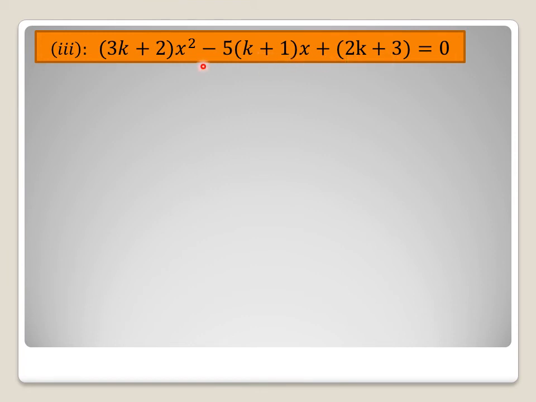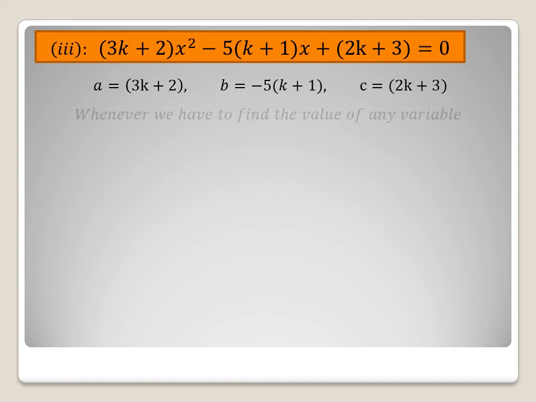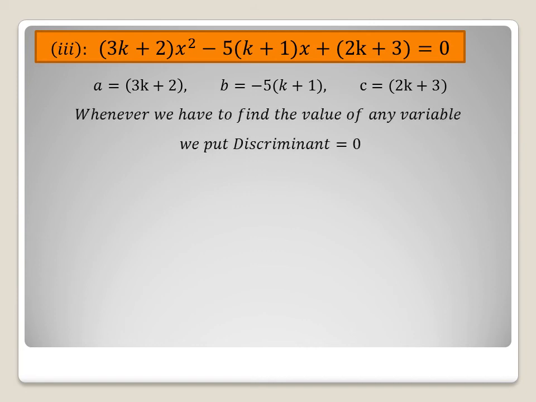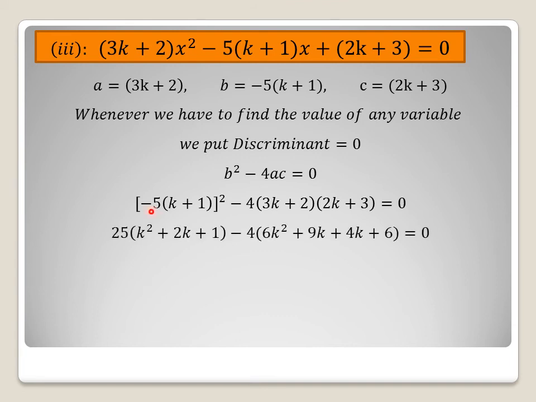The third part is 3k plus 2 into x square minus 5 into k plus 1 into x plus 2k plus 3. We know that 3k plus 2 will be our a, minus 5 into k plus 1 will be b, and 2k plus 3 will be c. Whenever we have to find the value of a variable, we put the discriminant equal to 0, or we can also say as the roots are equal, so we put the discriminant equal to 0. Taking the discriminant, putting the values as b is minus 5 into k plus 1, so we will take the square of minus 5 into k plus 1. So square of minus is plus, square of 5 is 25, and the square of k plus 1 is a square plus 2ab plus b square.